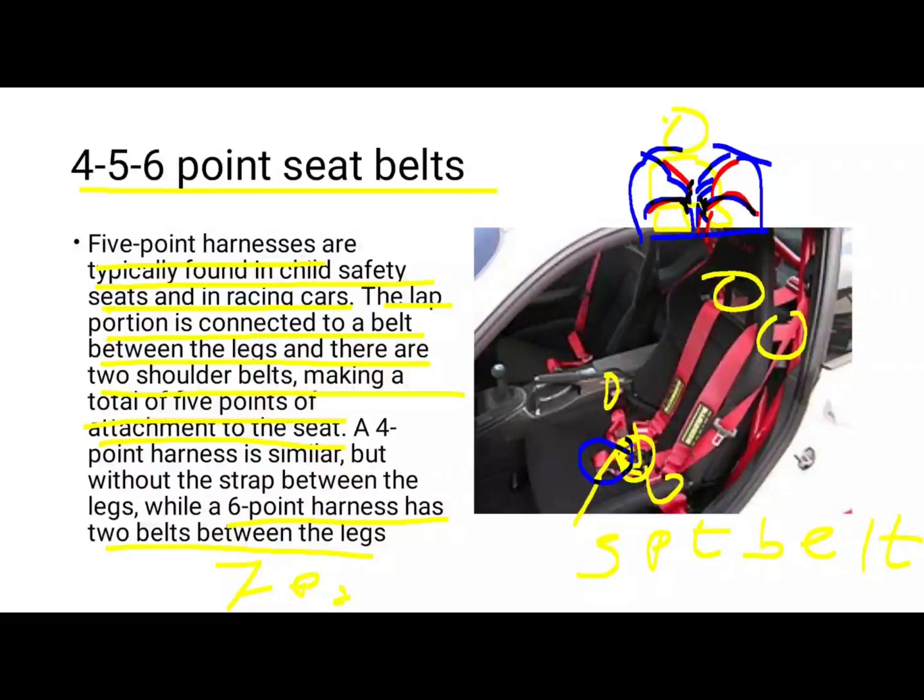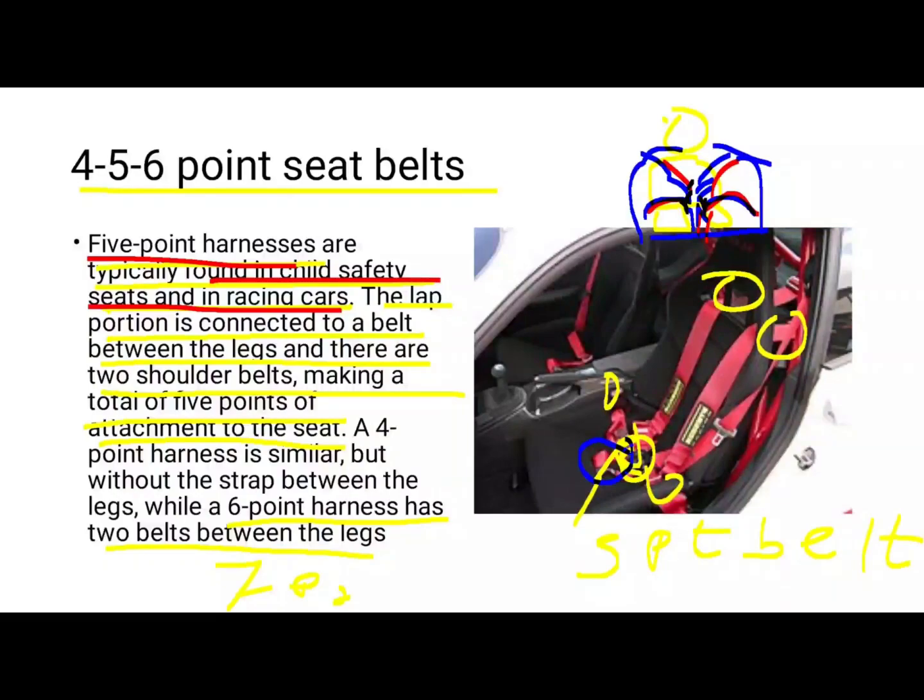Okay, so here we go. First, 5-point harnesses are typically found in child safety seats. So where is the 5-point harness found? The 5-point harness is found in child safety seats and in racing cars.